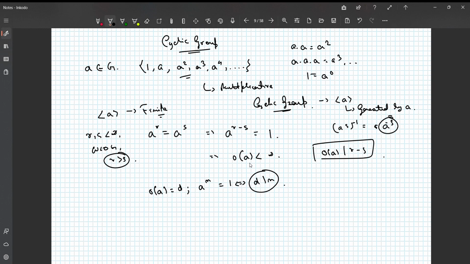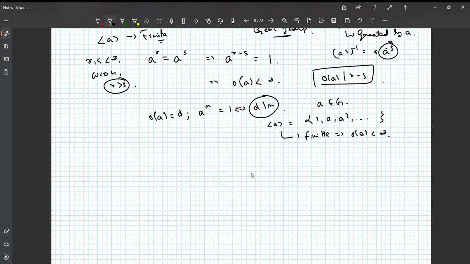So that basically means that if you choose any element from a group G and you form a set of this form, and this set is finite, then A has a finite order. Clear? Now suppose A has a finite order. So let the order of A be n, where n is greater than or equal to 1, arbitrary. How can we list out the elements?